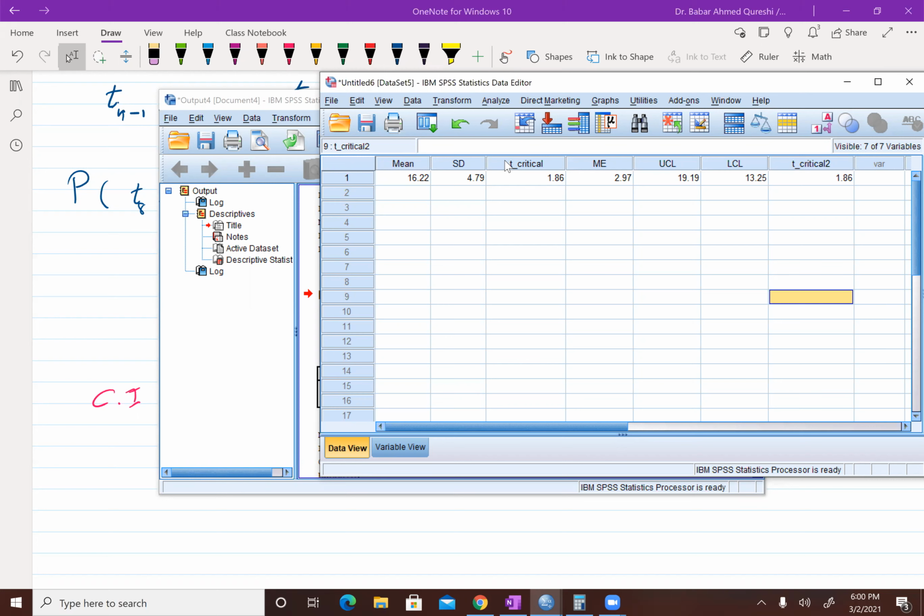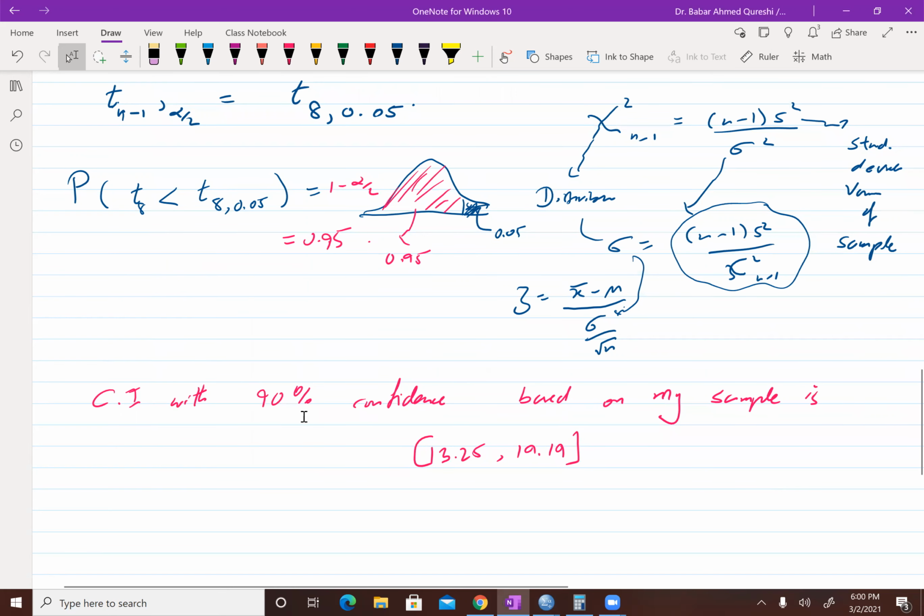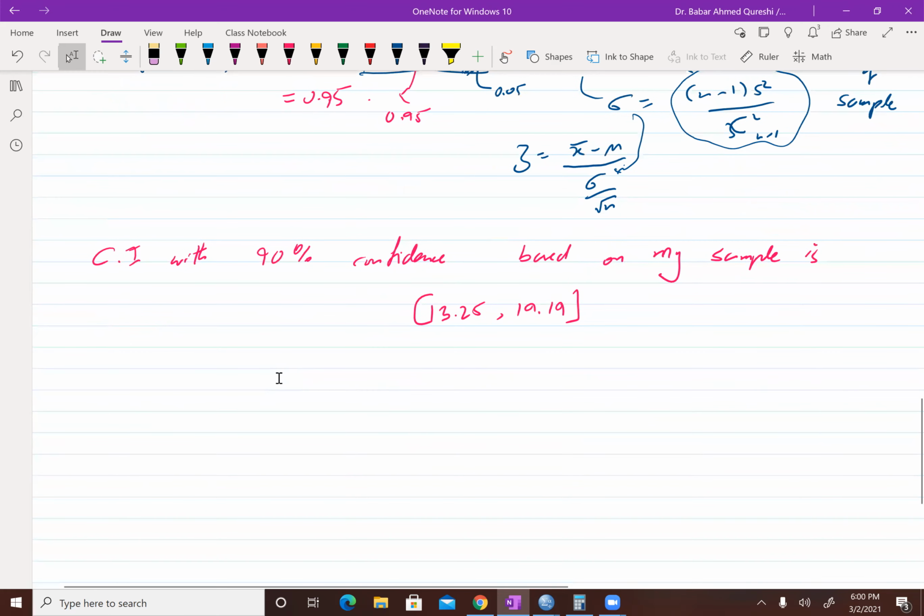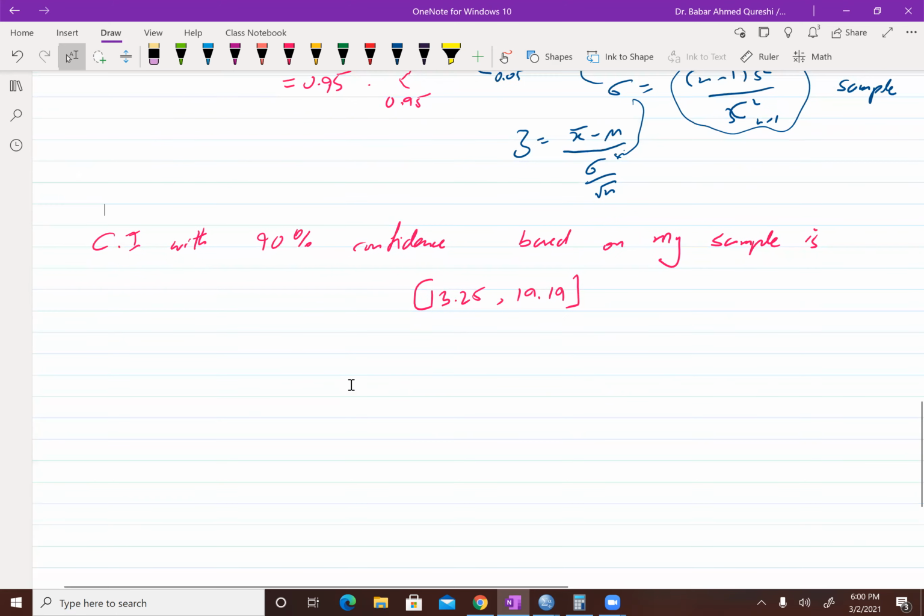But in general, for small enough sample sizes, one has to use this t variable, which is also called the student's t variable. Is this clear now? Yes, sir. Okay, so let's do another example.